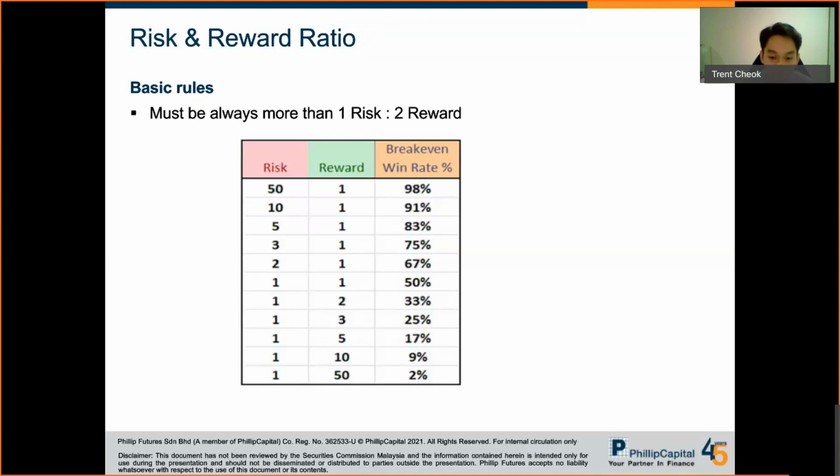Out of 10 trades, you need to win at least 4 trades to be profitable in the long term. So this is what I call the risk and reward ratio, and the significance of using the risk and reward ratio.